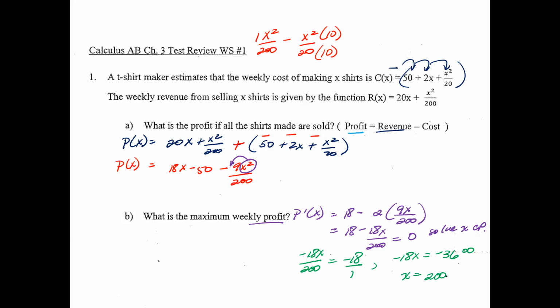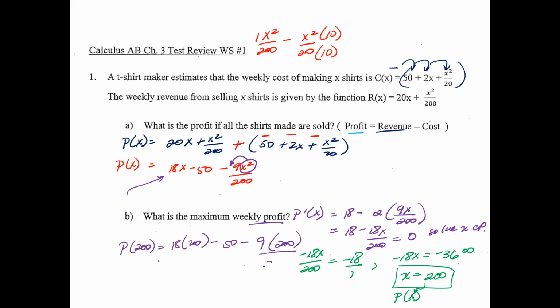And since we're looking for the maximum weekly profit, given the fact that x equals 200, you're going to take this and plug it back into P of x to find the weekly profit. So P of 200, and this is your equation, is equal to 18 times 200 minus 50 minus 9 times 200 over 200. And that should result in $1,750.